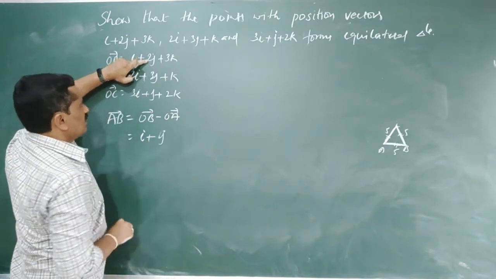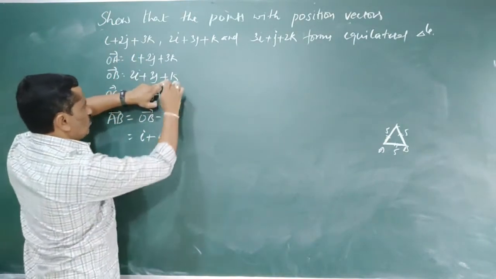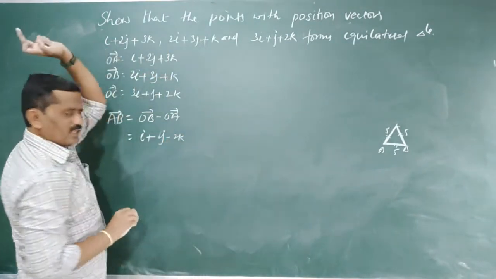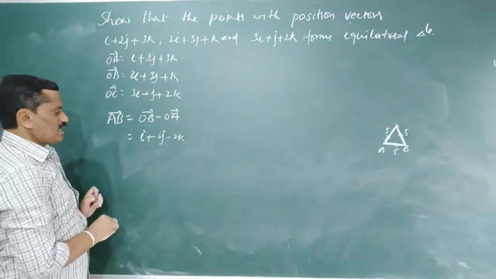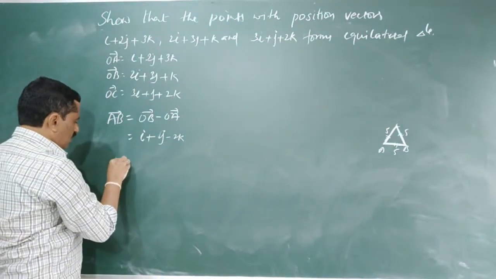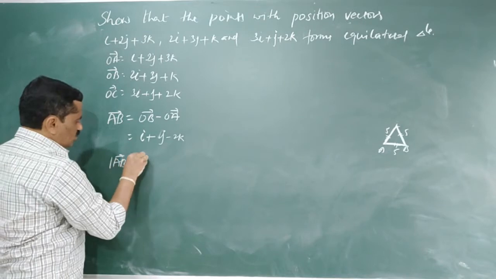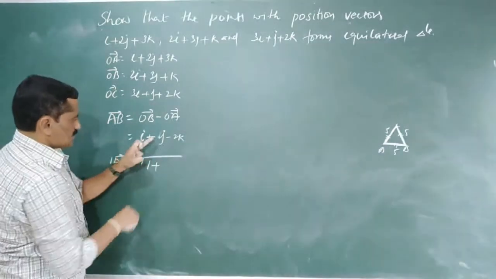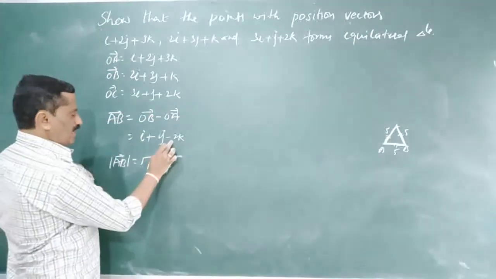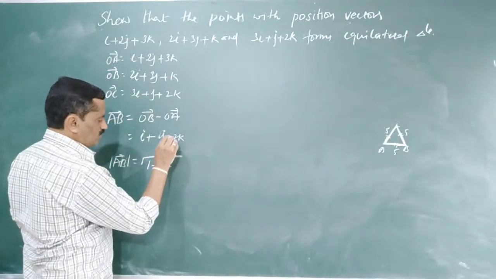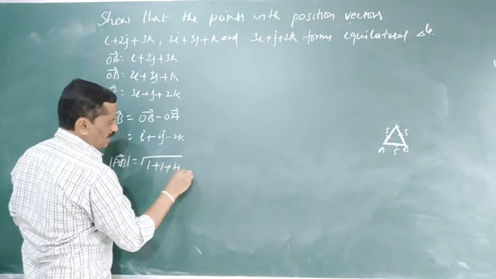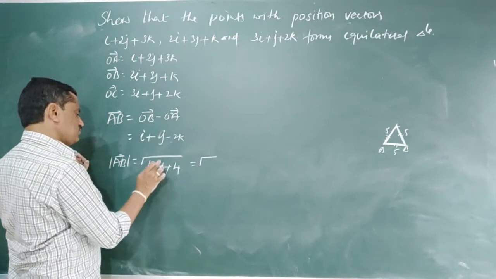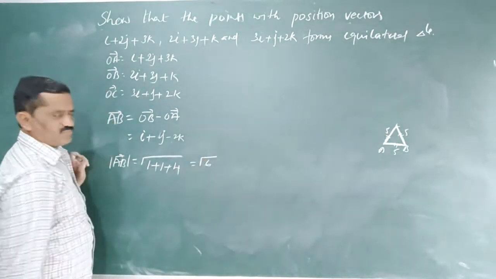That is simply j. Again we have 1 minus 3, we have minus 2k. So we will find the magnitude of this. Therefore, the magnitude of AB bar is equal to the square root of 1 square plus 1 square plus minus 2 whole square, that is plus 4. Again that is equal to root 1 plus 1 plus 4, which is root 6.